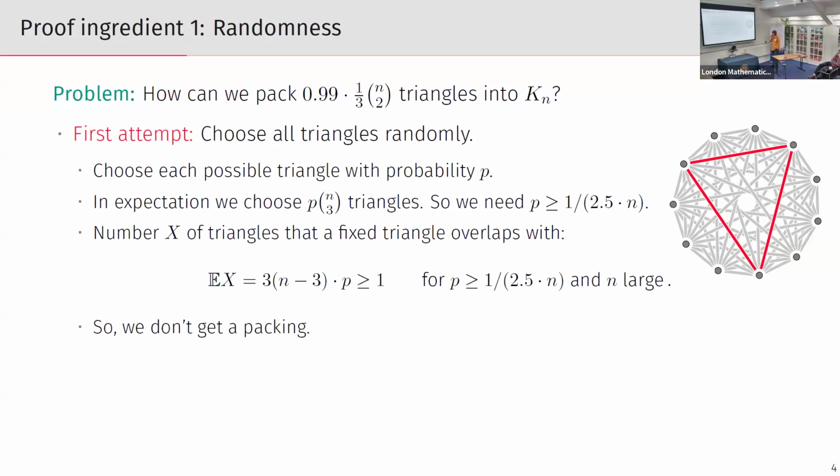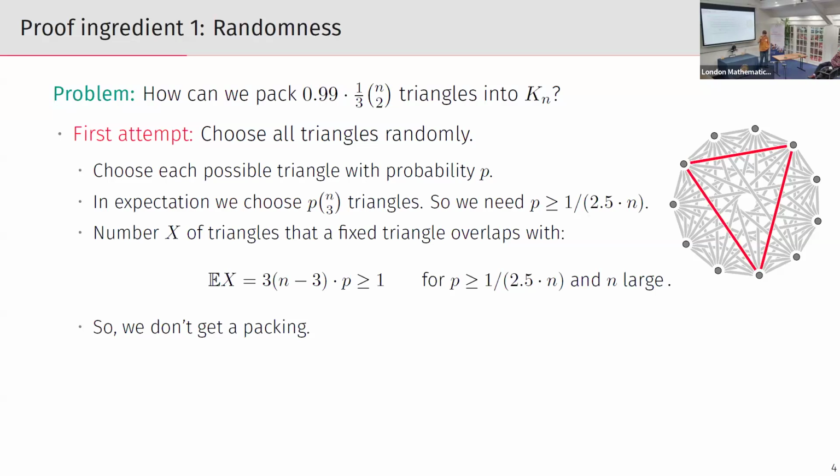And now, of course, if I just choose triangles randomly, my worry is, okay, what if two triangles overlap? So let's try to think about these overlaps. If I already chose one triangle, then in expectation, how many triangles does this thing overlap? How many of the triangles that I choose does this overlap? Well, how can I overlap with this triangle?